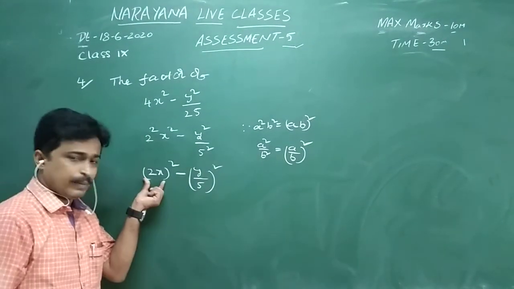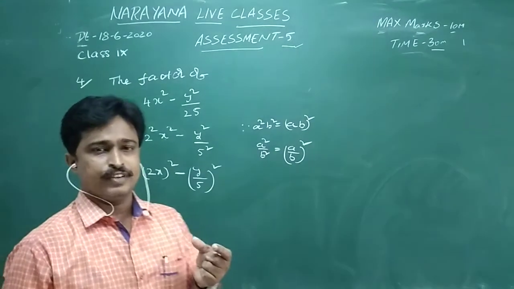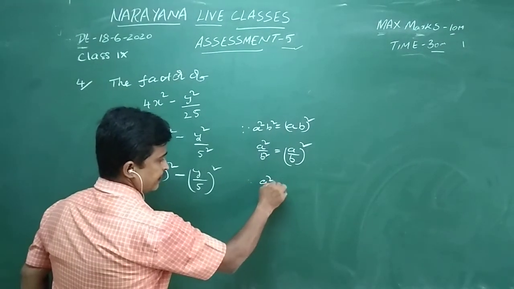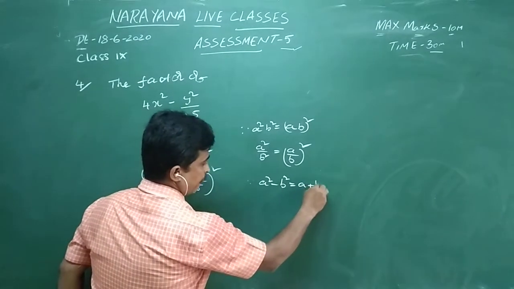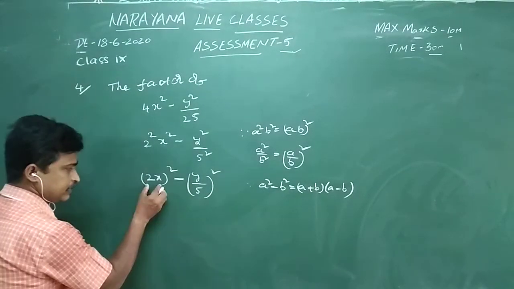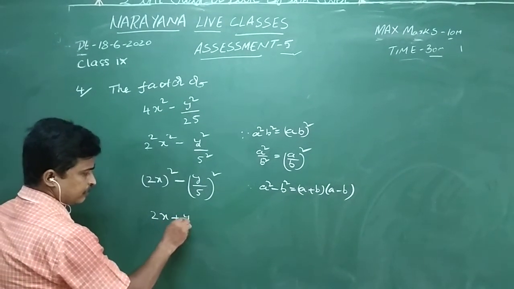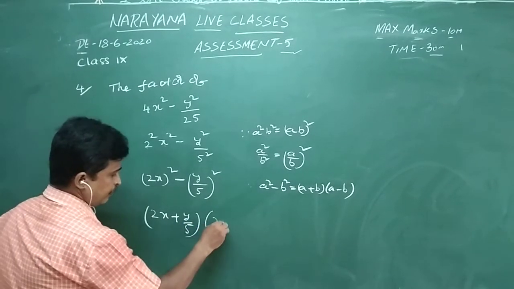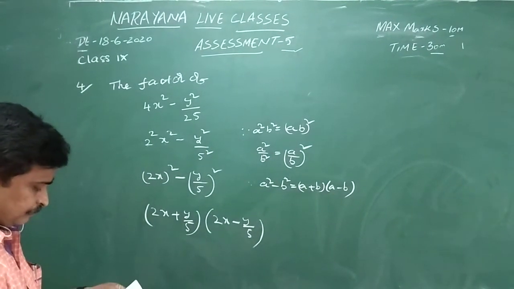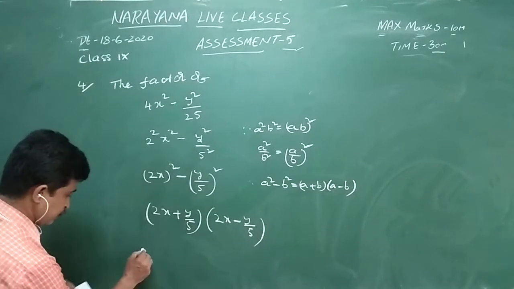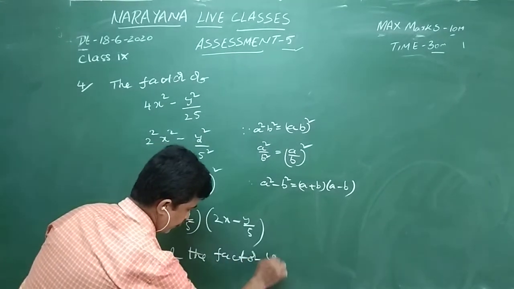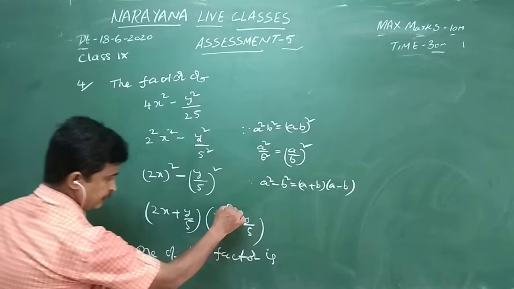Again this is in the form of a square minus b square. What is the formula of a square minus b square? A plus b into a minus b. So this is a, this is b: 2x plus y by 5 into 2x minus y by 5. In the given options, the answer one is correct. So one of the factors is 2x minus y by 5. This is the answer.